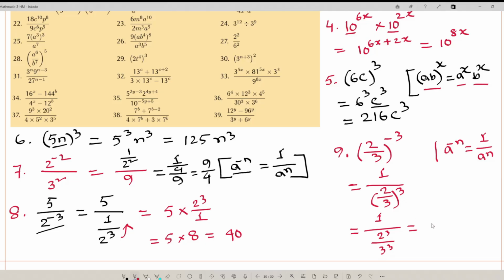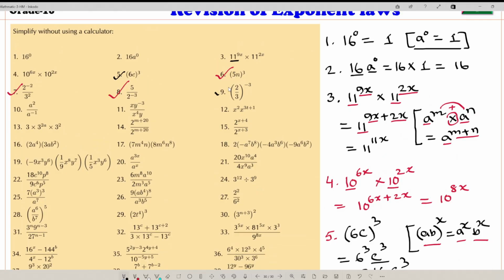So once we flip this one, it will become 1 as the numerator, and 2 to the power 3 and 3 to the power 3 as the denominator. In this case, once we flip this one, 1 times 3 cube divided by 2 cube. So the answer is 27 divided by 8, right?